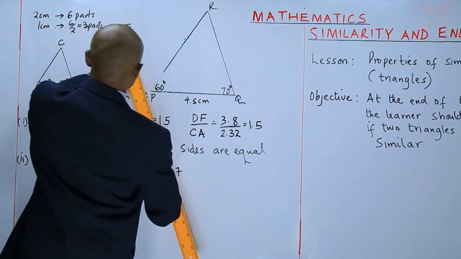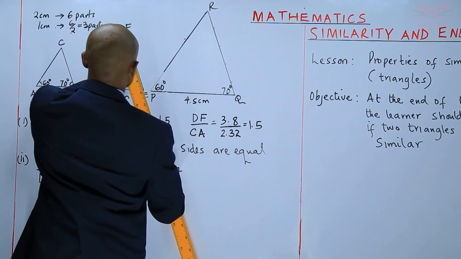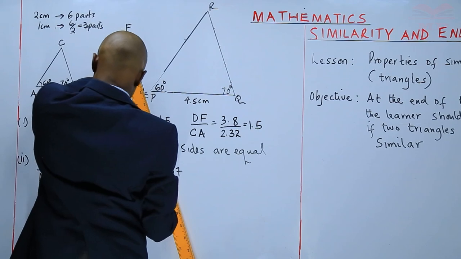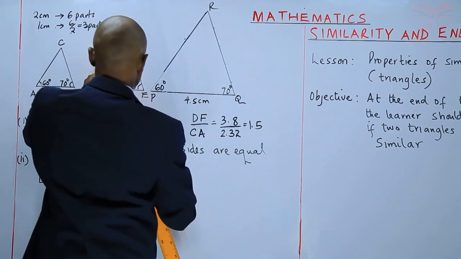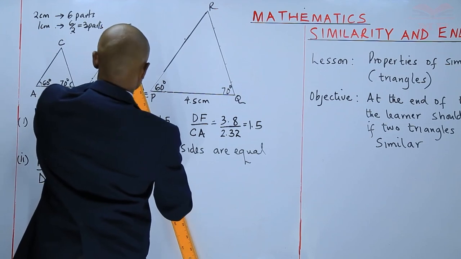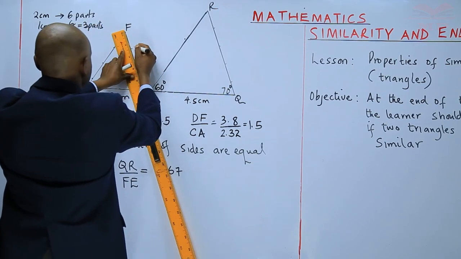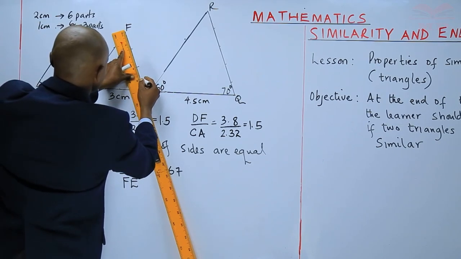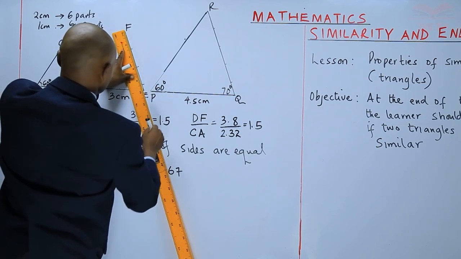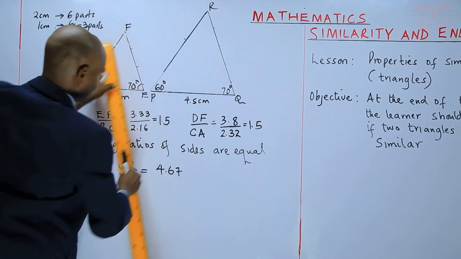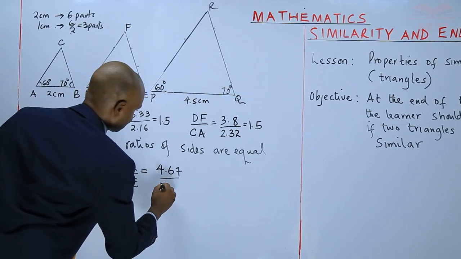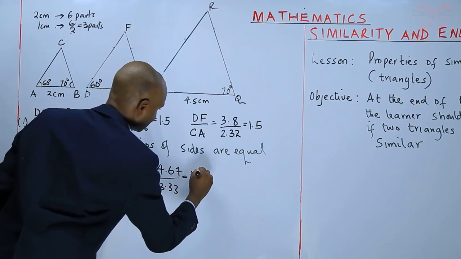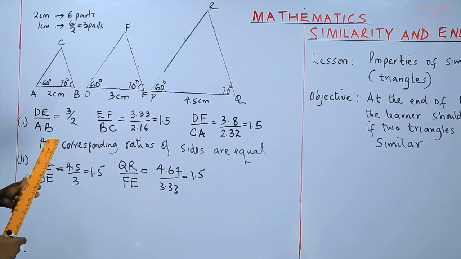So I'll come and divide by this. I got DE somewhere. The FE, so this is FE, sorry. 1 centimeter, 2 centimeters, 3 centimeters. So it's 3.33. You can see we have 1 unit there. 3.33 works to 1.5.